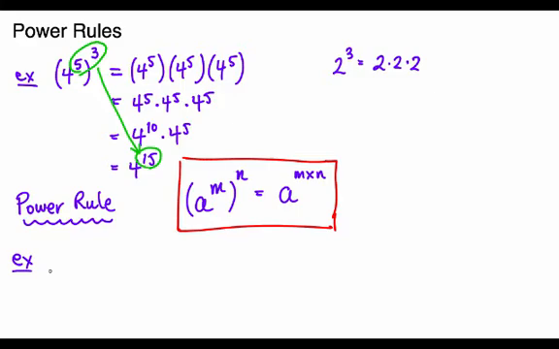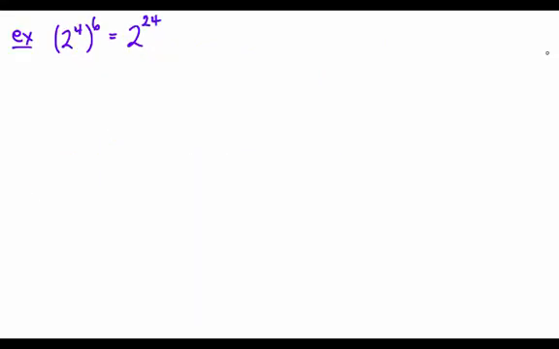Let's take a look at a few examples of this. Example number 1, if I have 2 to the 4th to the 6th, I get 4 times 6, which is 24. If I do 3 to the 10th to the negative 2, it works exactly the same. This is 3 to the negative 20th.